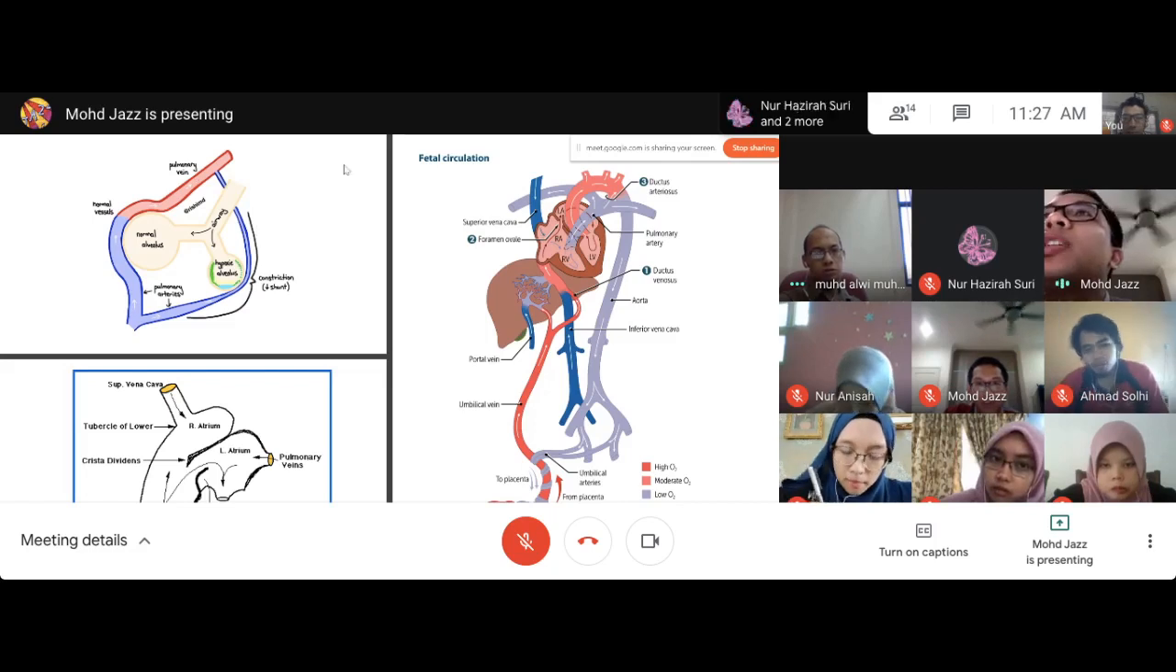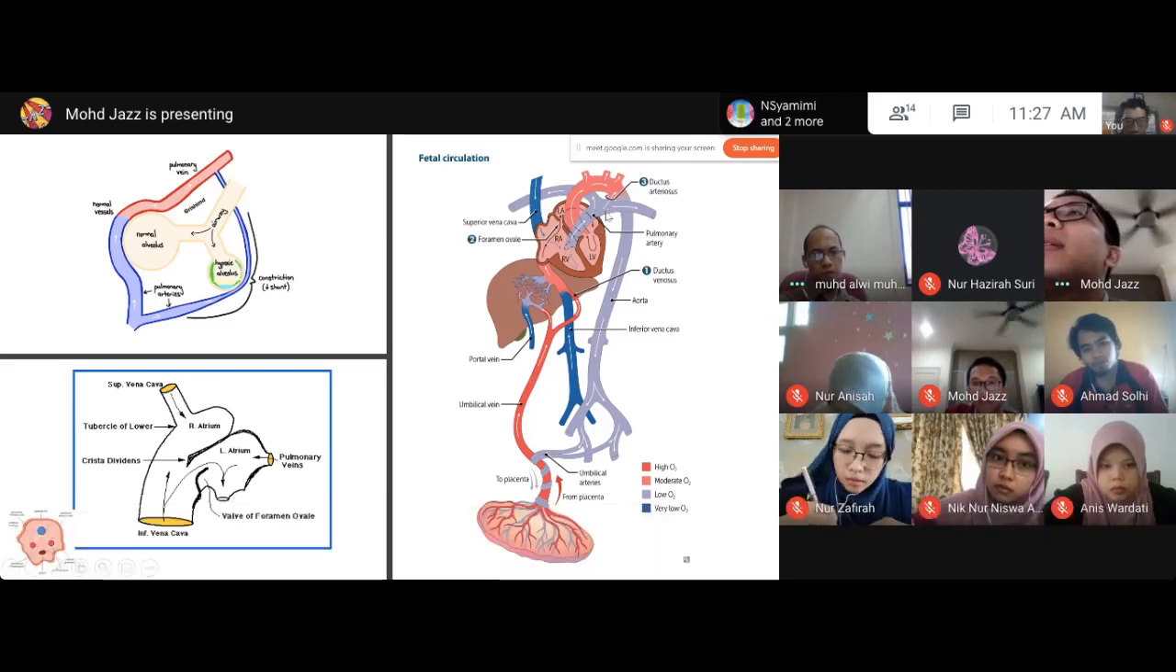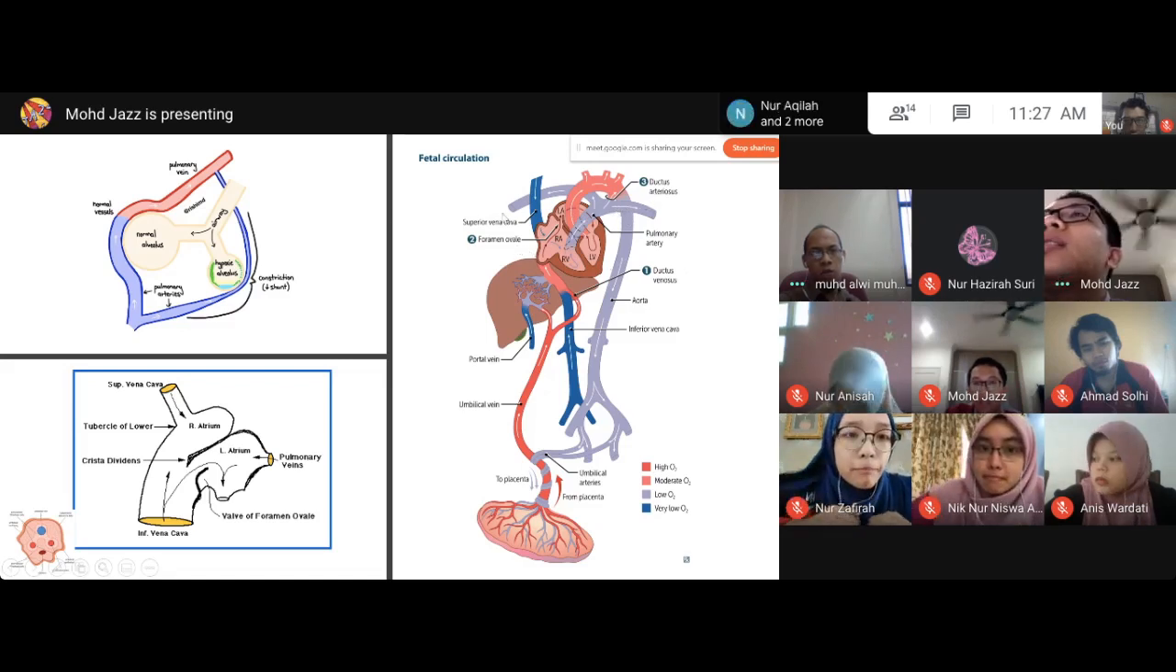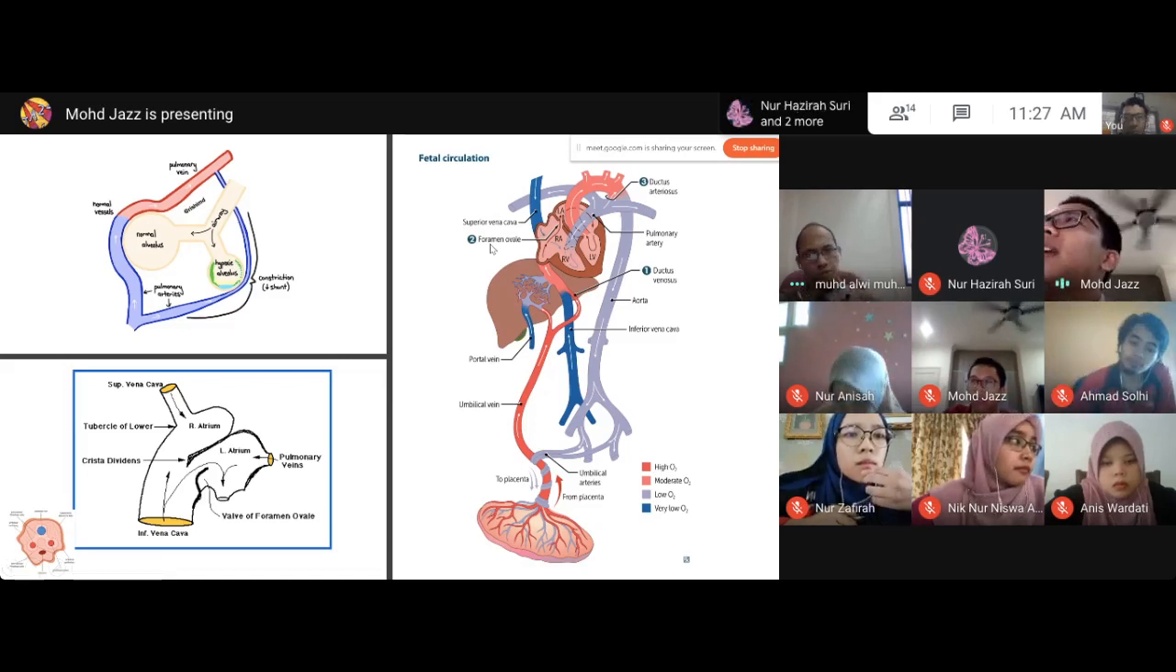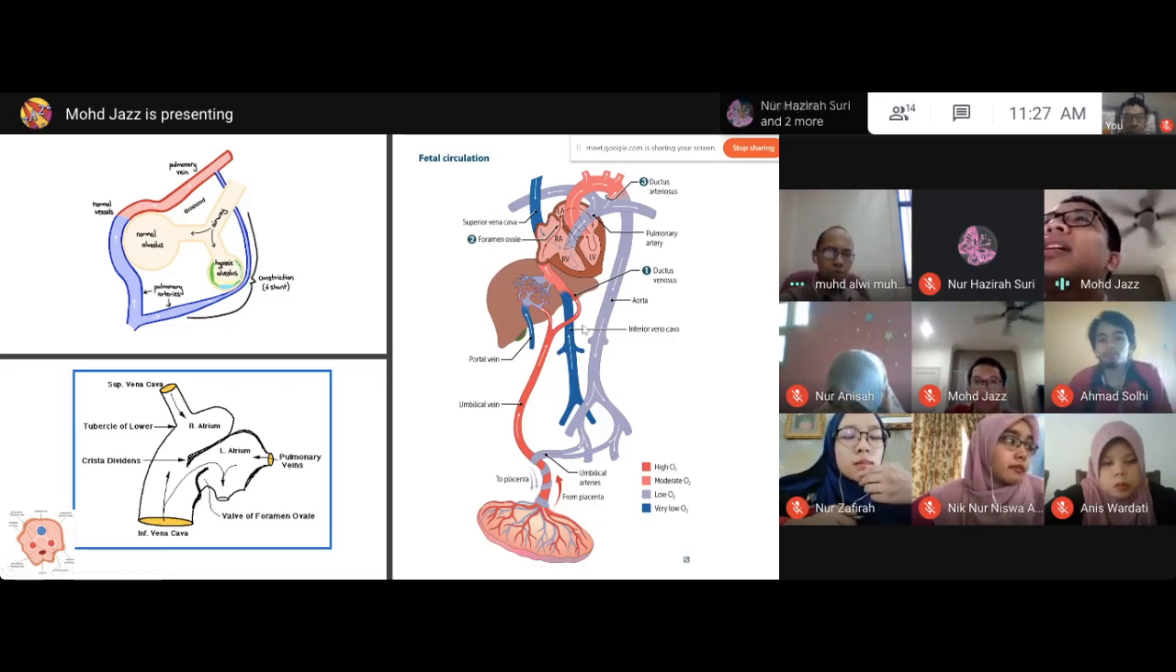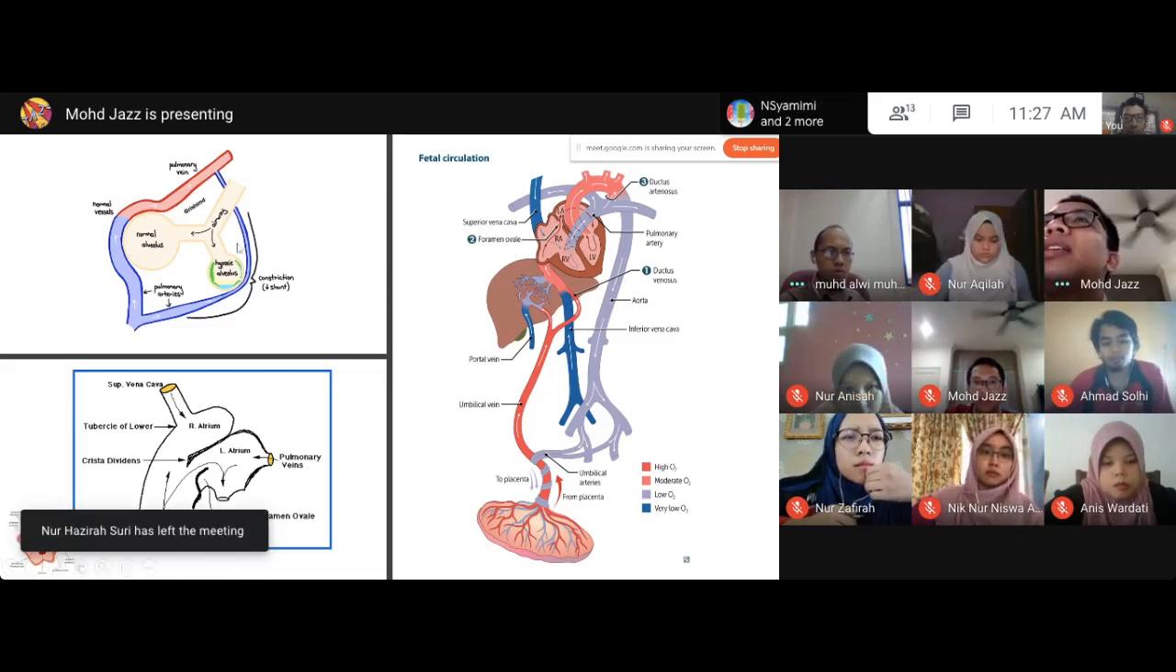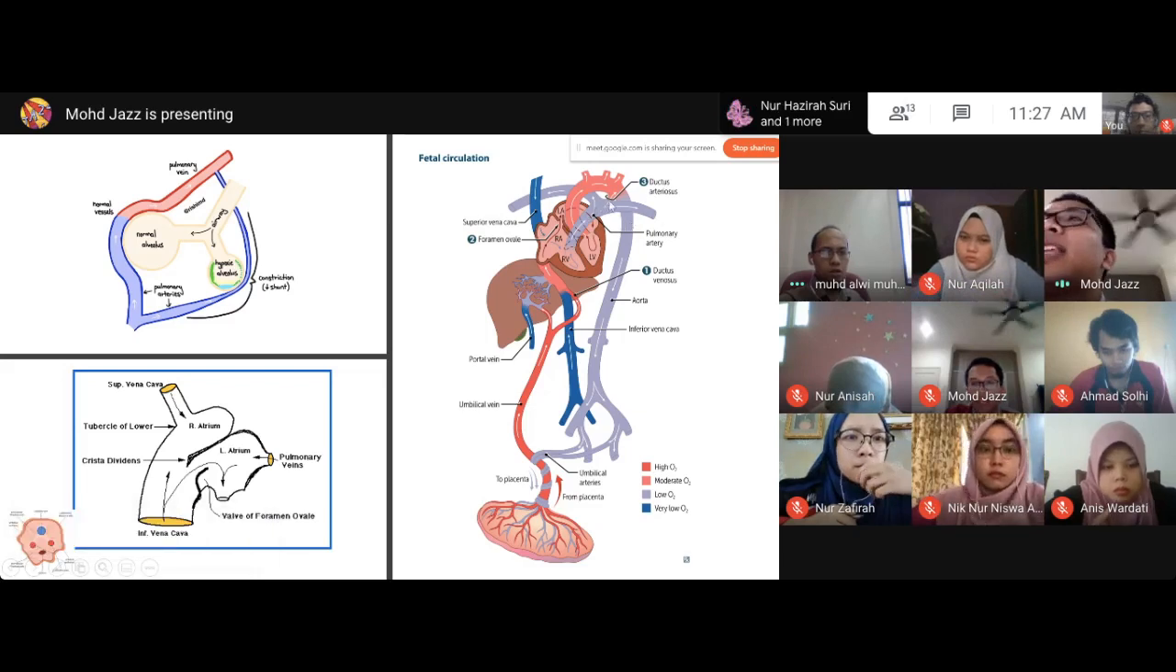Because of this concept, there's a lot of high pressure in the pulmonary vasculature. So it makes it very difficult for blood flow to enter the pulmonary vasculature. Hence, only about 8 to 10% enters the pulmonary vasculature. But more than 80 to 90% will bypass the pulmonary vasculature through the ductus arteriosus.